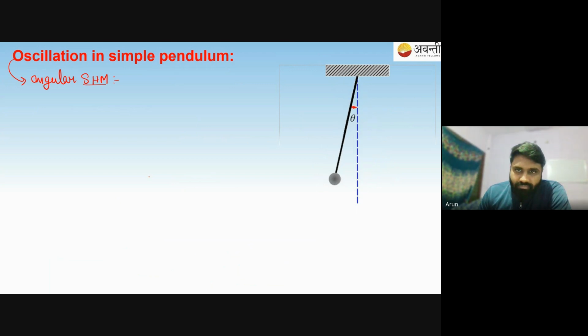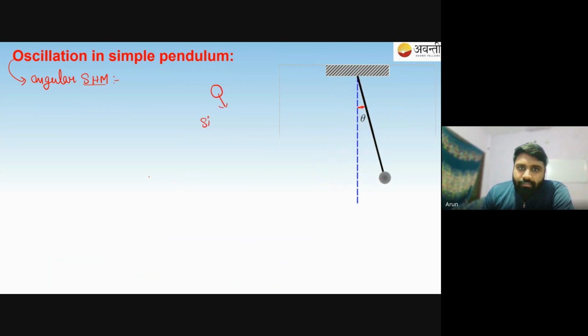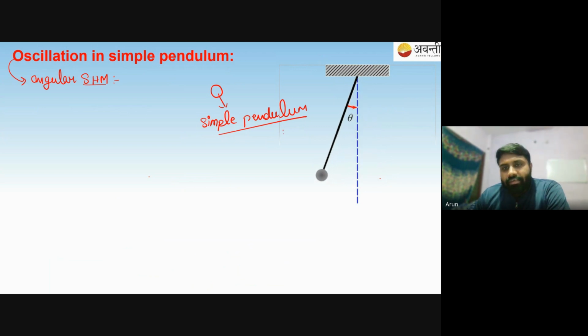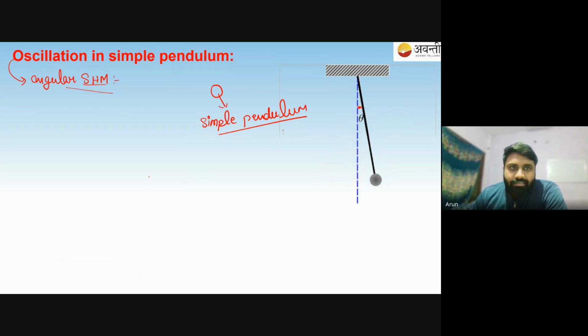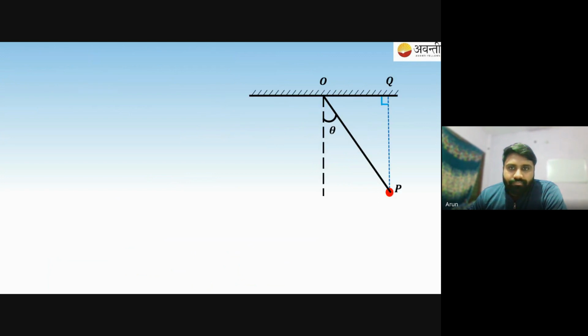So we are going to analyze this situation. How to proceed with this? This ball here is termed a simple pendulum. We will analyze the forces acting on this, and based on that, we will try to relate it with angular SHM and find out the time period of this bob.